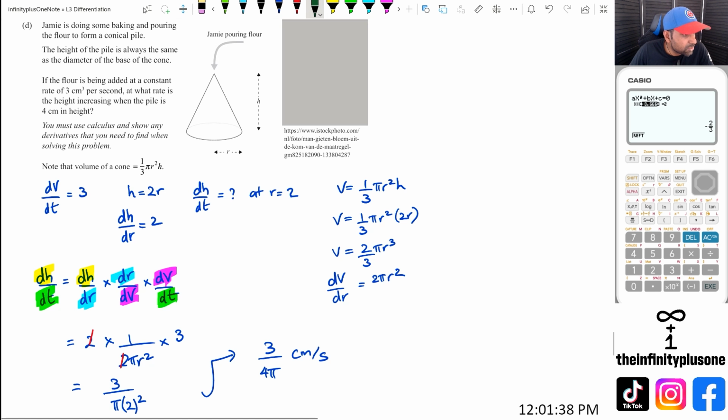Okay, so grades wise, a correct expression for dh/dt, that's a correct expression for dh/dt, I guess this, really, is going to be an achieved. Correct value for dh/dt with evidence of calculus method is a merit. Awesome. We'll move to the next question.